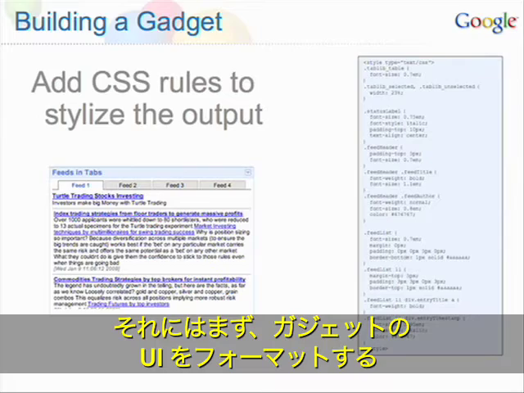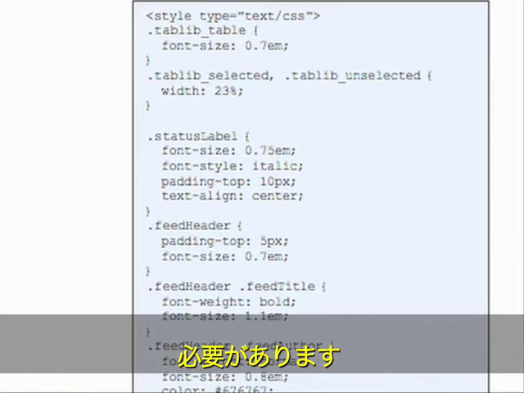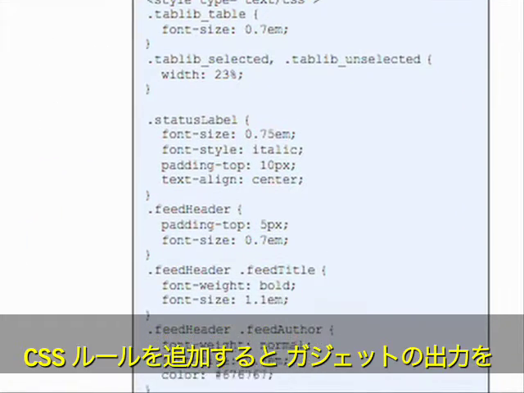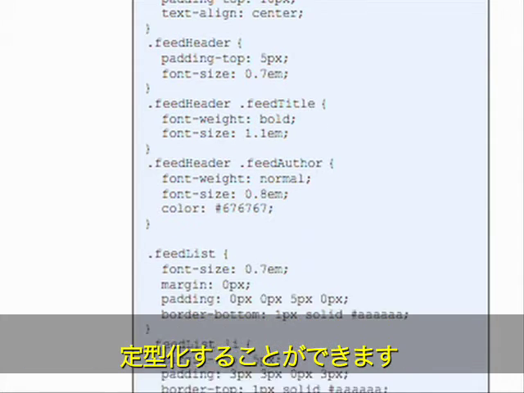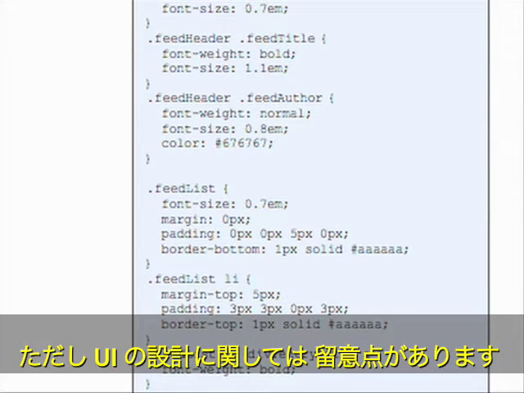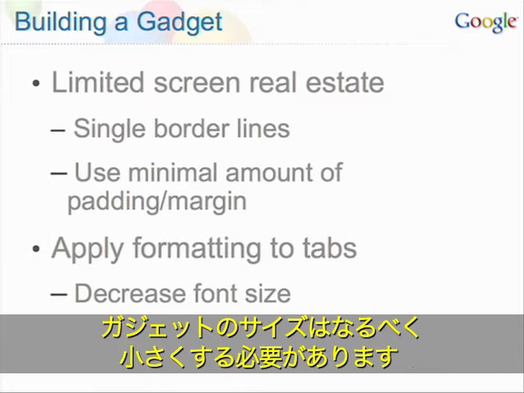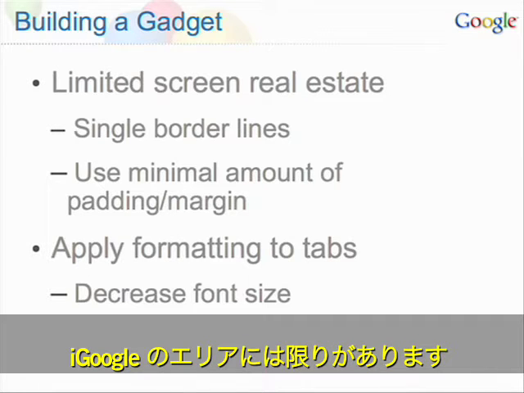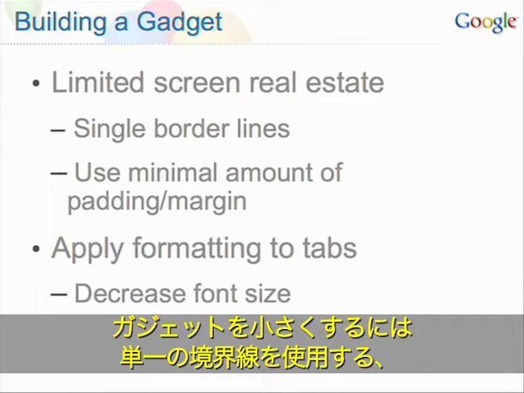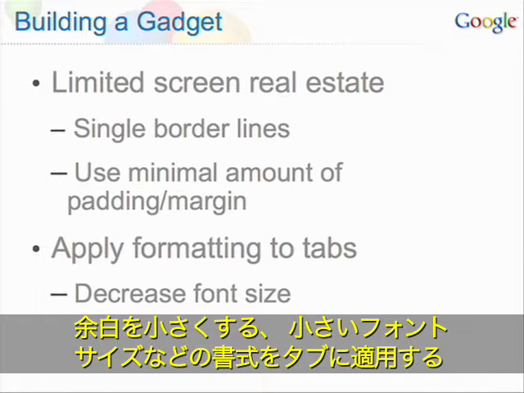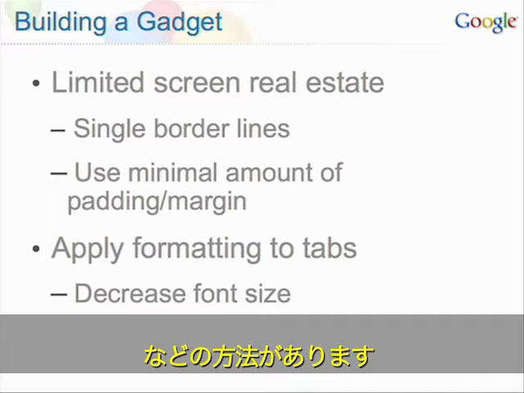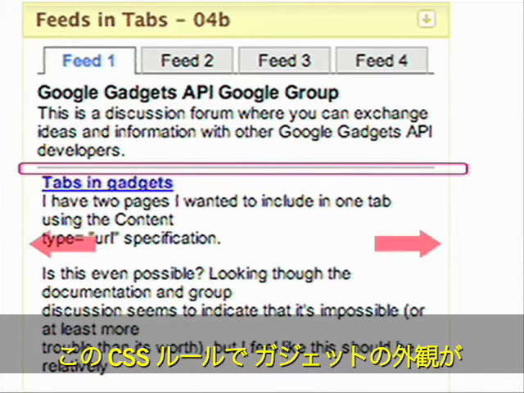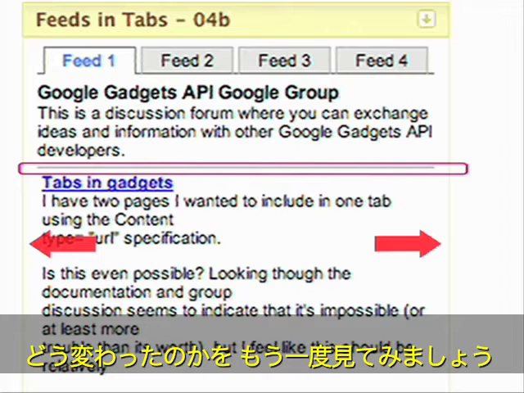First, you'll be responsible for formatting the UI of the gadget. You can add CSS rules to stylize the output for the gadget, but keep in mind some key points about UI design. Gadgets should be as compact as possible. Real estate on iGoogle is limited. You can keep gadgets compact by using single borderlines, decreasing margins, and applying formatting to the tabs, such as smaller font size. Take another look at the gadget to see what difference these CSS rules have made.